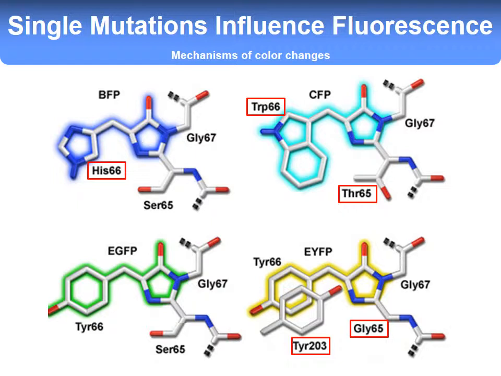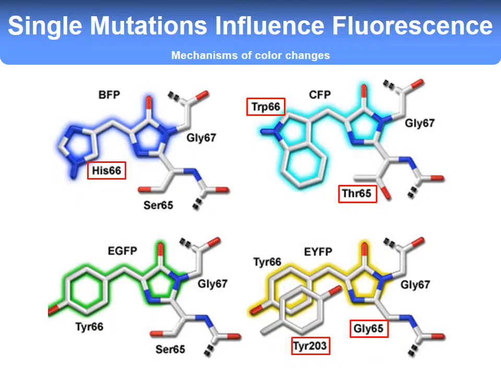If you go to the top right, now we have that cyan fluorescent protein. It's just a lighter blue color. What we've done there is changed both the tyrosine to a tryptophan and the serine to a threonine, and that changes the color completely. So here we have a larger ring structure in CFP, and it gives you that lighter blue color. In the bottom right, we have something else altogether.